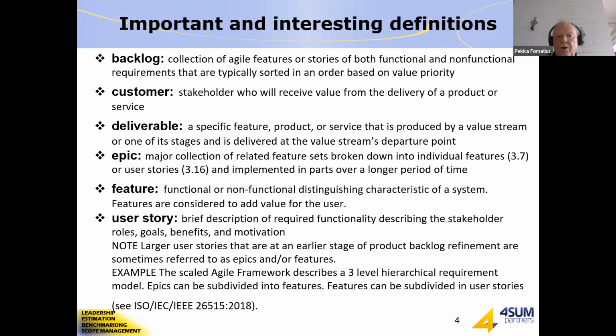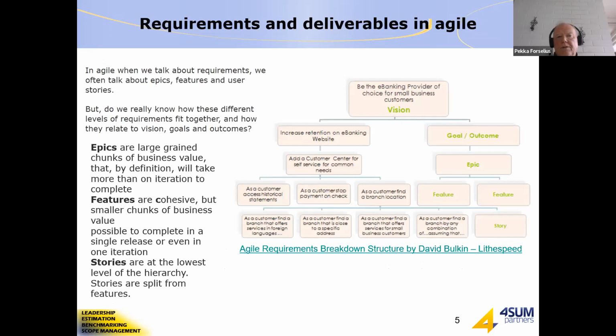Scaled agile framework, so-called SAFe, gives a three-level hierarchy. So they say that epics can be subdivided into features and features can be subdivided into user stories. I Googled some other definitions from the agile world, and this is David Bulkin's terminology, just following the same hierarchy that the scaled agile framework also gives.